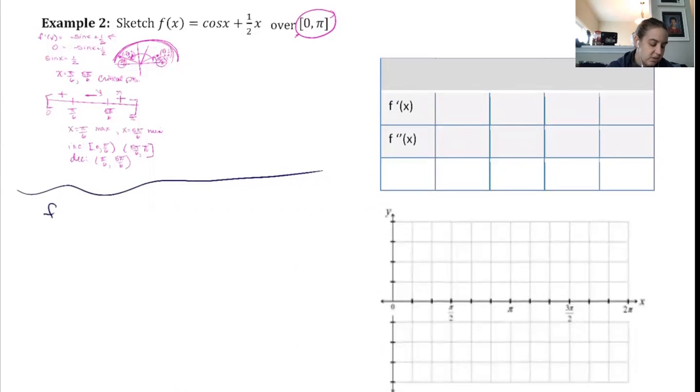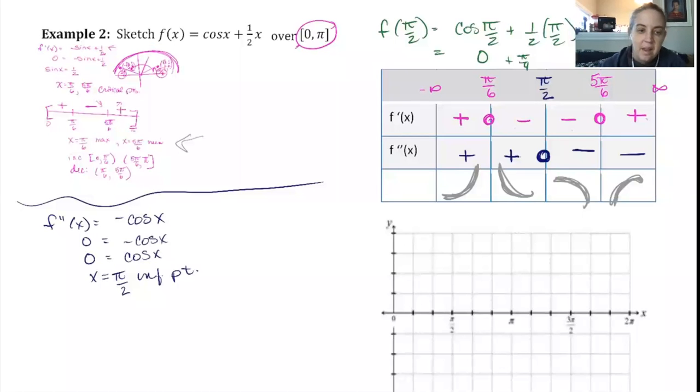So my second derivative, the derivative of negative sine, is going to be negative cosine of x. The derivative of 1/2 is 0. So we set this equal to 0. So cosine of x is equal to 0. So you have to ask yourself, where does the cosine of x equal 0? Well, cosine is the x coordinate on the unit circle. The x coordinate equals 0. All right, so we found the inflection point is pi over 2 for cosine of x.